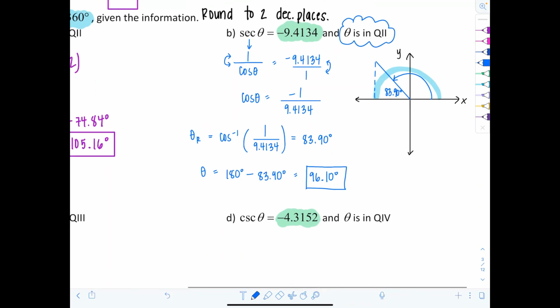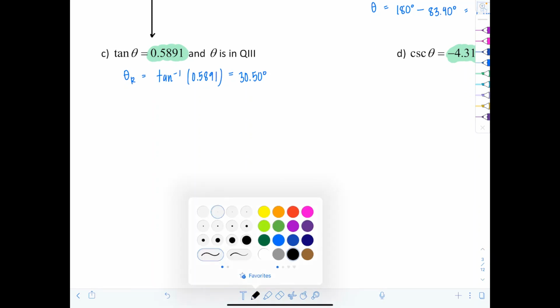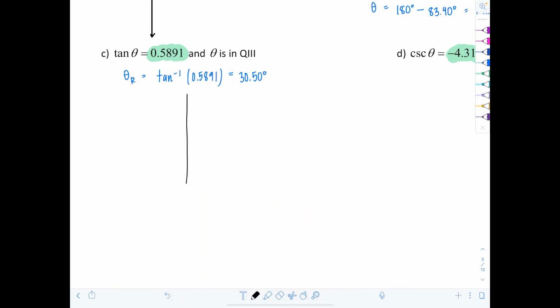Okay, next example. Example C. Tangent of theta equals 0.5891 and theta's in quadrant 3. Okay, so first things first, let's get our reference angle. So that's going to equal tan inverse of 0.5891. Punch that in your calculator, and you should get 30.50 degrees. Now we have to make sure that's the reference angle, but theta terminates in quadrant 3. Okay, let's see how that would happen.